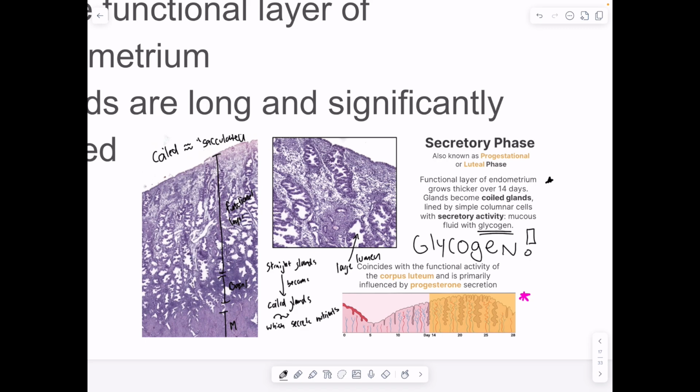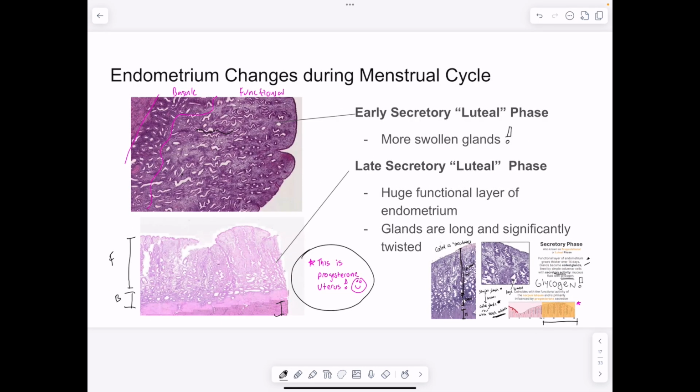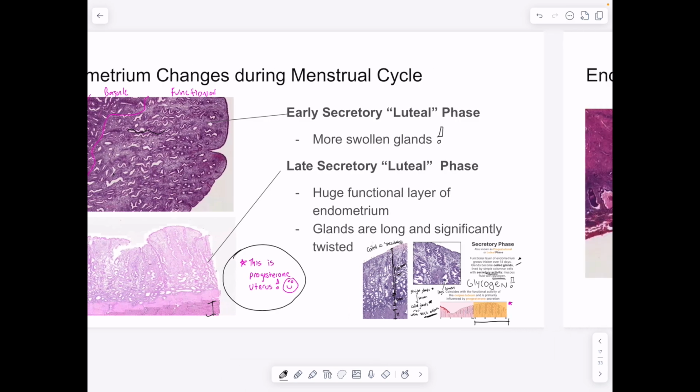So over the next 14 days after ovulation, the functional layer of the endometrium is becoming bigger. You get these coiled glands with plenty of secretory activity. It's a mucus filled with a lot of glycogen. All right, so here we have our functional layer, our basal layer. Again, you can tell some difference in the color. And our straight glands have become coiled glands, which are secreting nutrients now. All right, so again, we are in the secretory phase now.